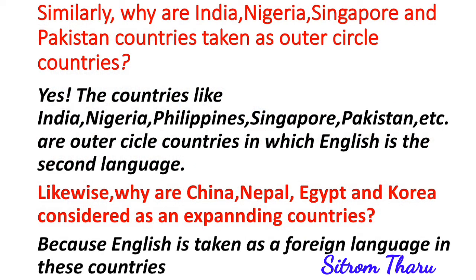Similarly, why are India, Nigeria, Singapore and Pakistan taken as outer circle countries? Undoubtedly, yes. Countries like India, Nigeria, Philippines, Singapore, Pakistan, etc. are outer circle countries in which English is the second language. My dear students, likewise, why are China, Nepal, Egypt and Korea considered as expanding circle countries? Because English is taken as a foreign language in these countries.